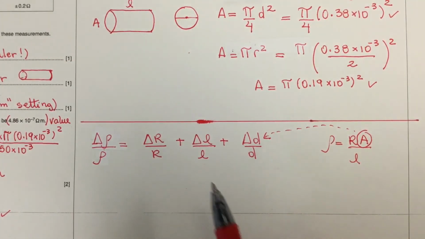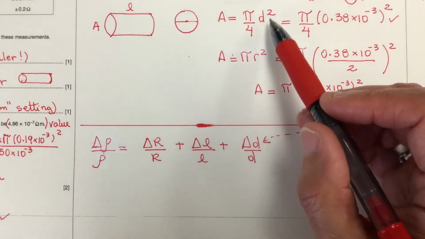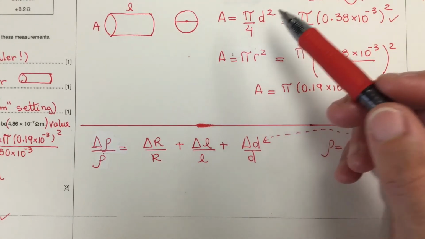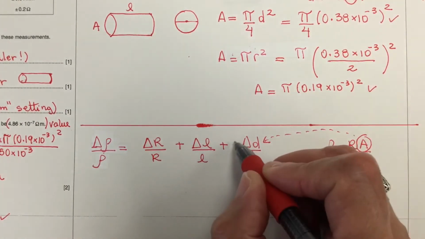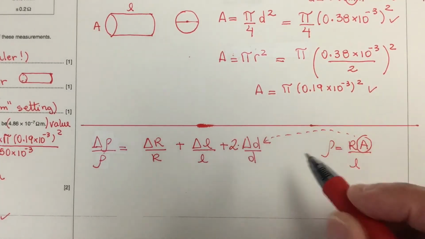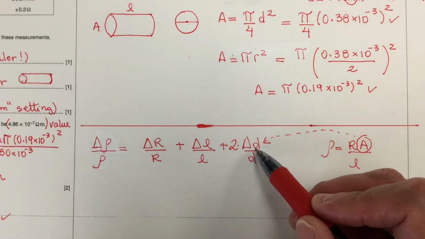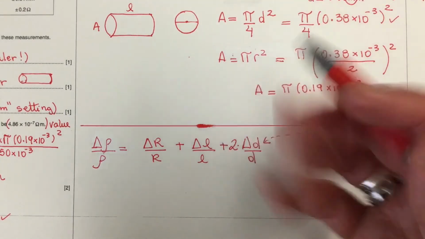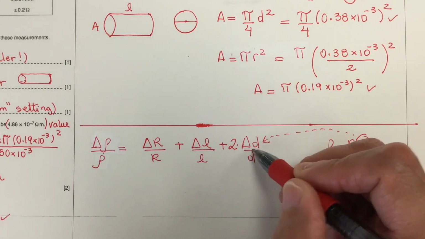Now what I'm going to show you here is very, very important. The diameter is squared, so it's going to add uncertainty twice. For that reason, we add 2 times the fractional uncertainty of the diameter. If it was cubed, then you would do 3 times the fractional uncertainty of the diameter.